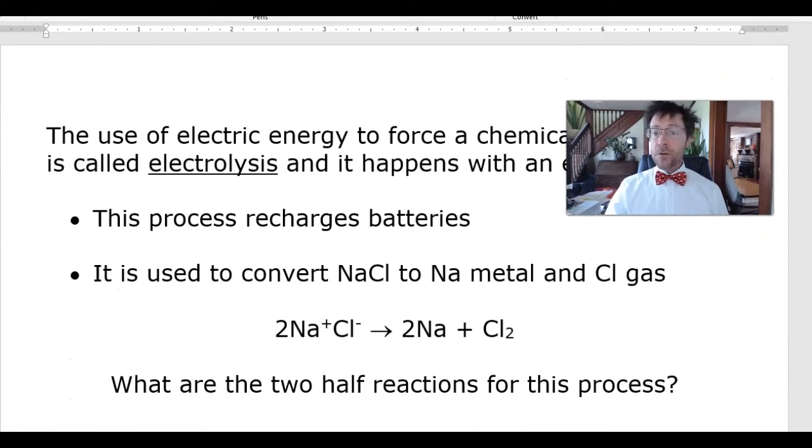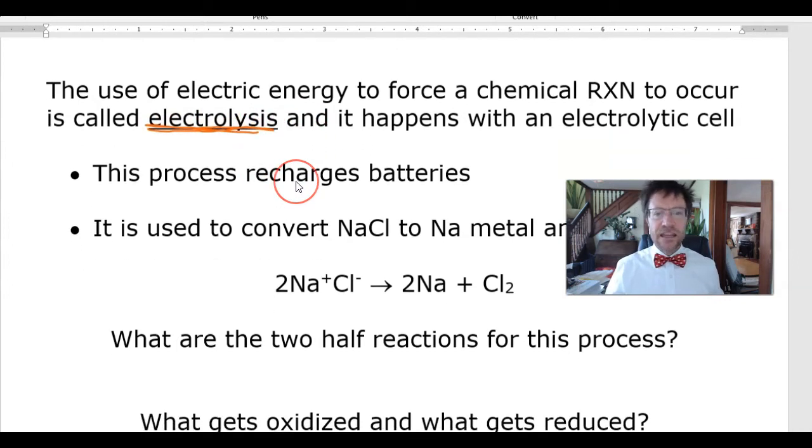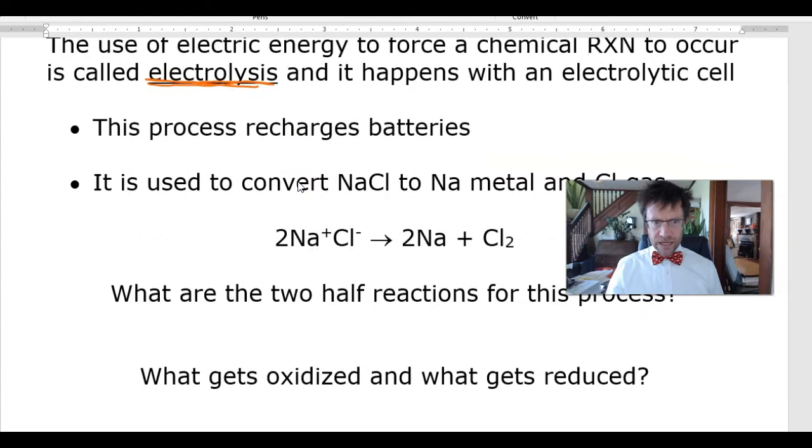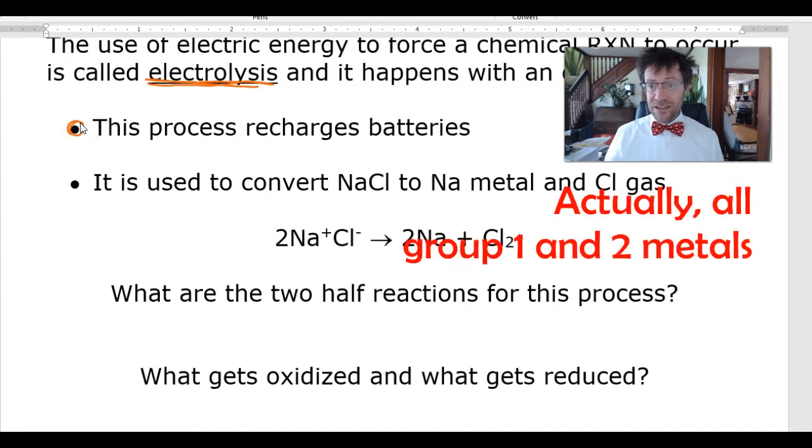Here we go. The use of electrical energy to force a chemical reaction to occur is called electrolysis. That's the name for basically what we're doing here, right? That's a good vocab word, electrolysis. And it's what's happening inside an electrolytic cell. So this is one of the things we use it for, to recharge batteries. We also use it to make elements like sodium metal. Dude, you'll never find that in nature.